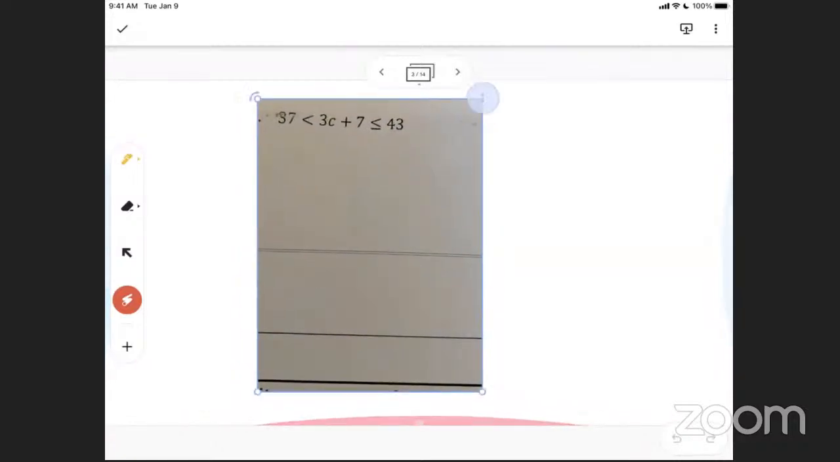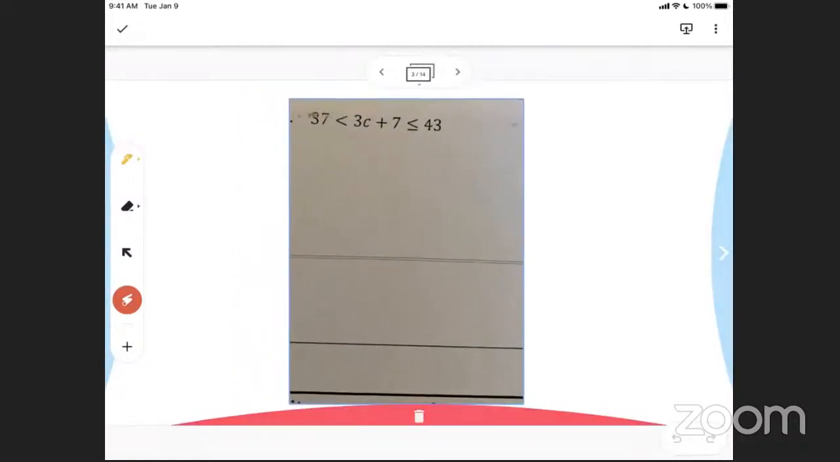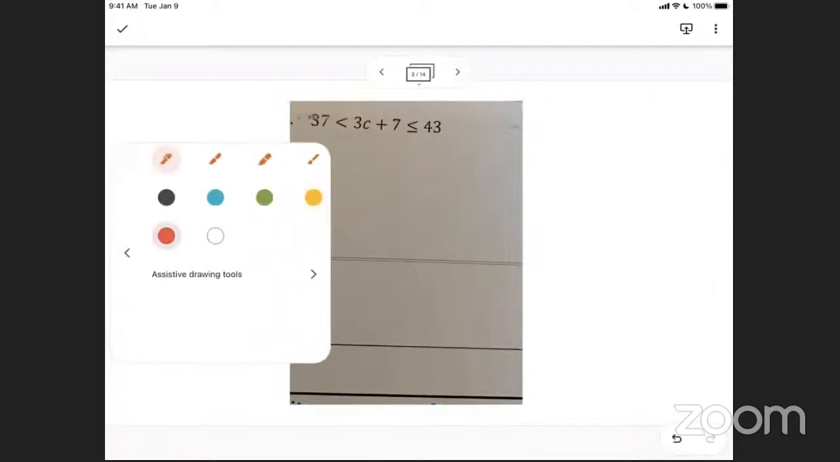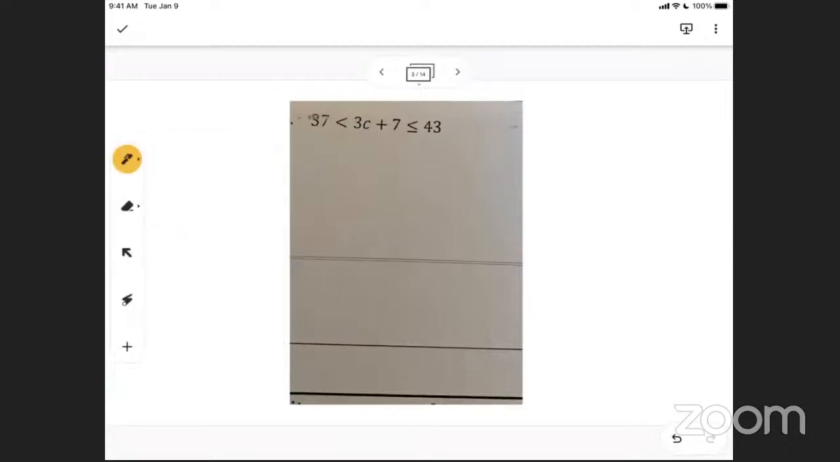All right, here we go. Next one. All right, let's do this. It's the same kind of problem, right? What's the first thing I'm going to do? Or what do I have to get rid of first? First, you have to get rid of the 7. Good. Get rid of the 7. So let's subtract 7 on all 3 sides.